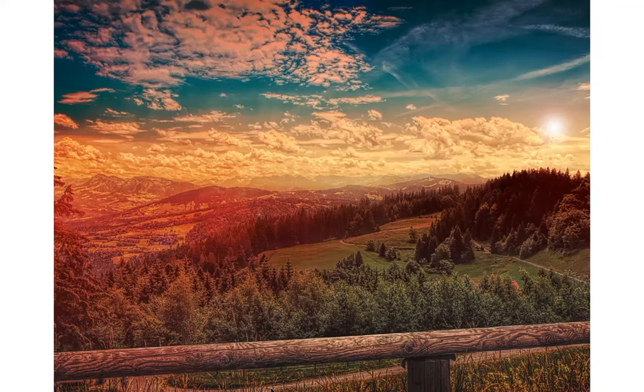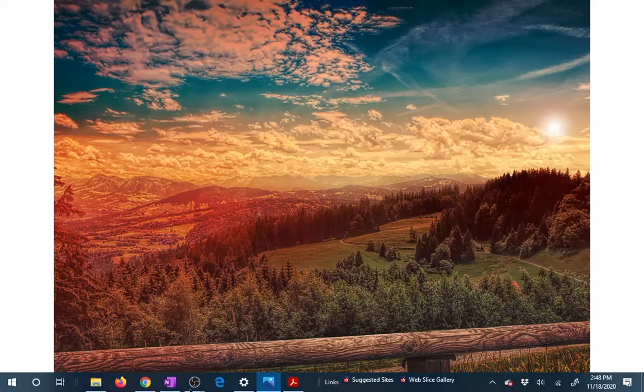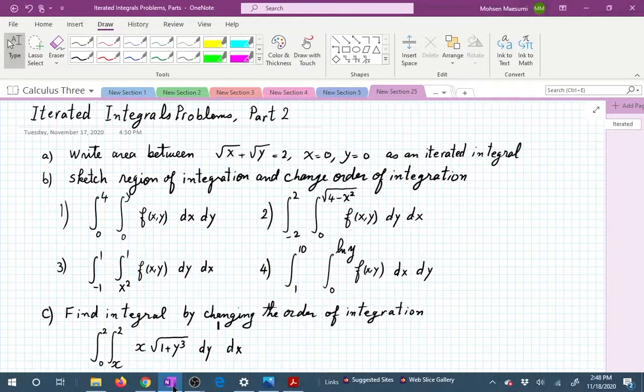We are going to continue our conversation about iterated integrals and area. So this is going to be the second set of problems we are going to look at in this section. I have chosen a few problems here for you. Let us look at them together and see how we approach these type of problems.